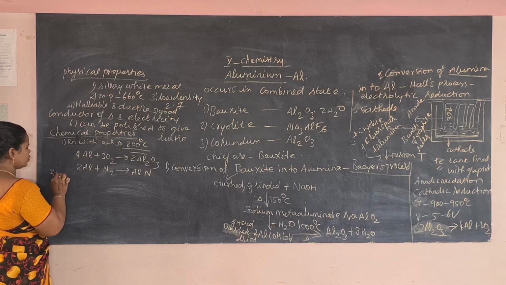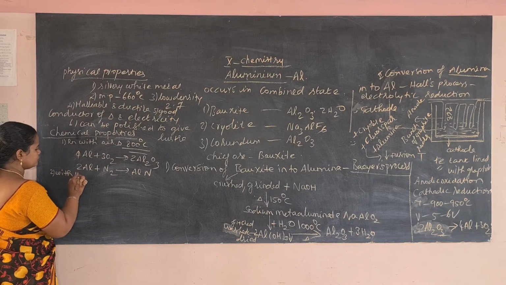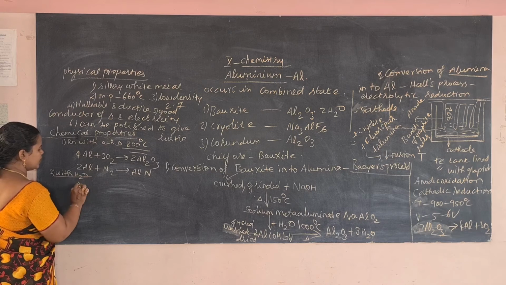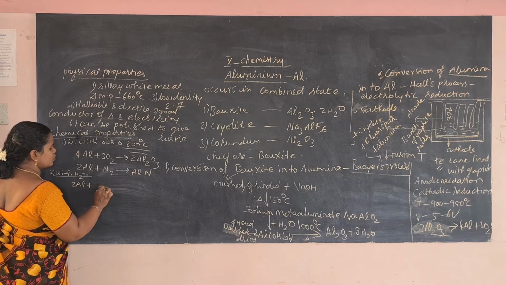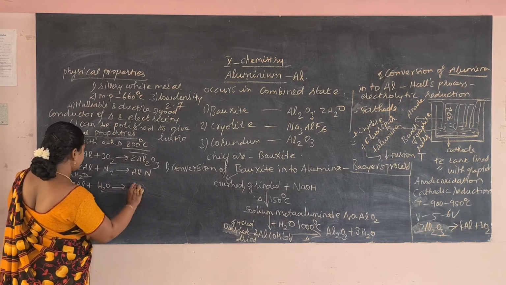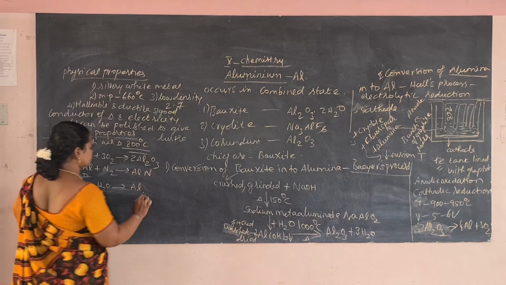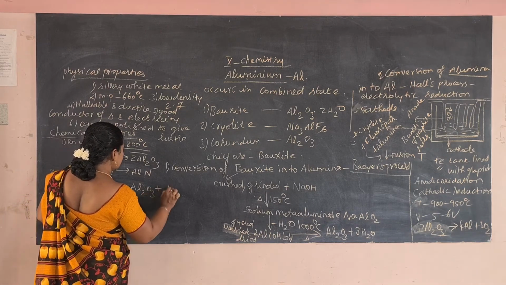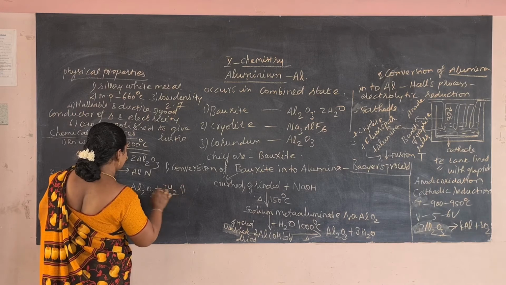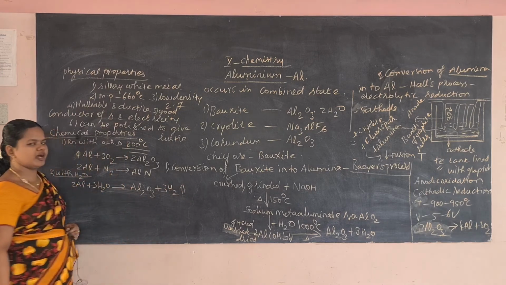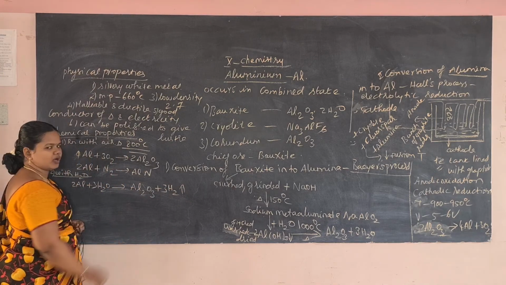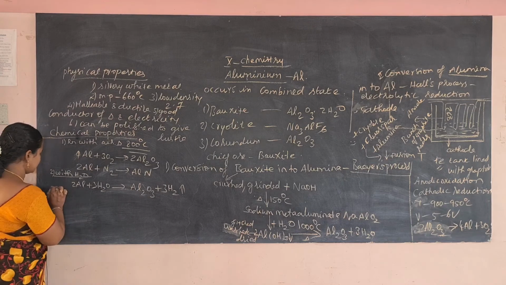Then reaction with water. So aluminium reacts with water to form this alumina plus hydrogen gas is liberated. Alumina plus hydrogen gas, that is aluminium oxide plus hydrogen gas is liberated.